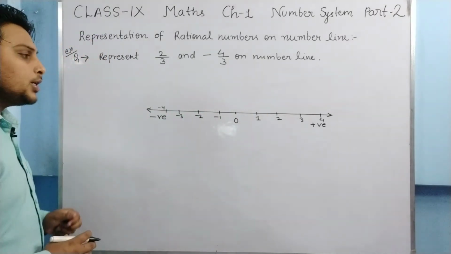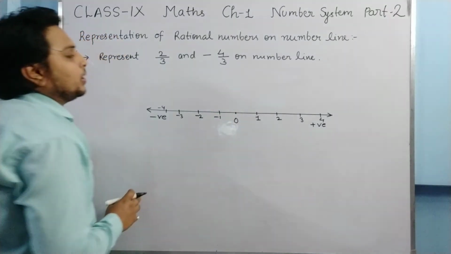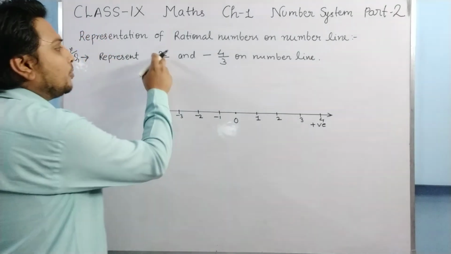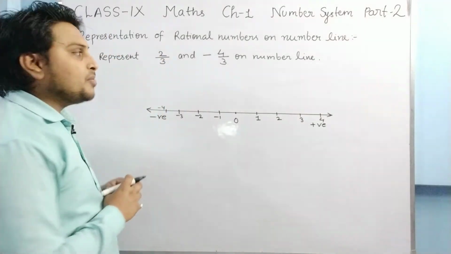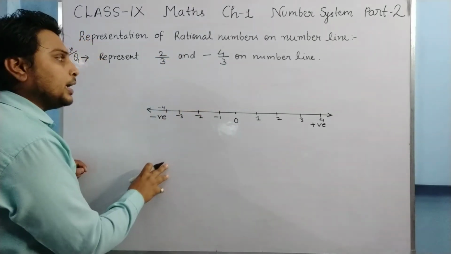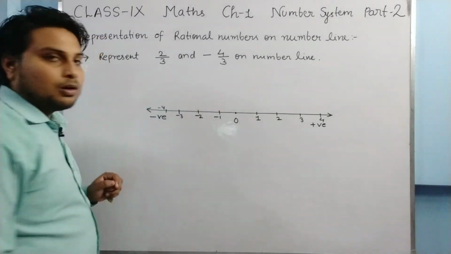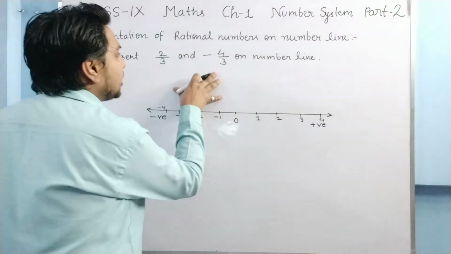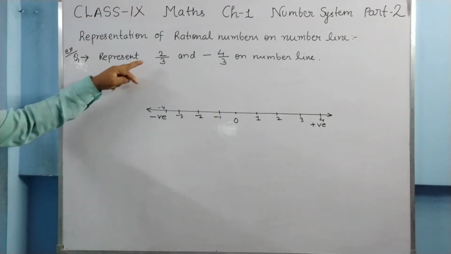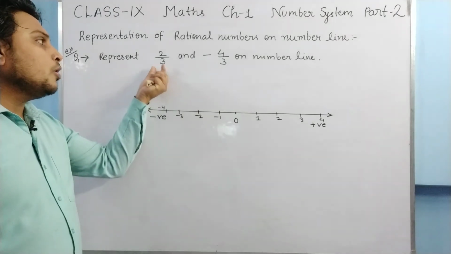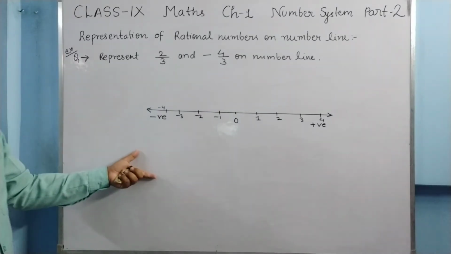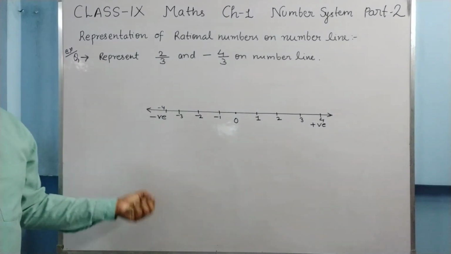So how can we represent 2 by 3 and minus 4 by 3 on the number line? Students, for this, firstly you have to see the denominator. Firstly, we see whether the denominators of both numbers you have to show on the number line are equal or not. If the denominators are equal, you can show them on one single number line. Otherwise, firstly we take the LCM, make the denominators equal, then you can show the numbers on one number line. Otherwise you have to show it on two number lines.